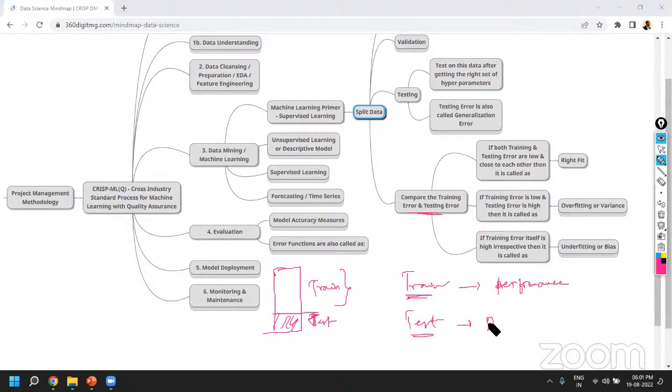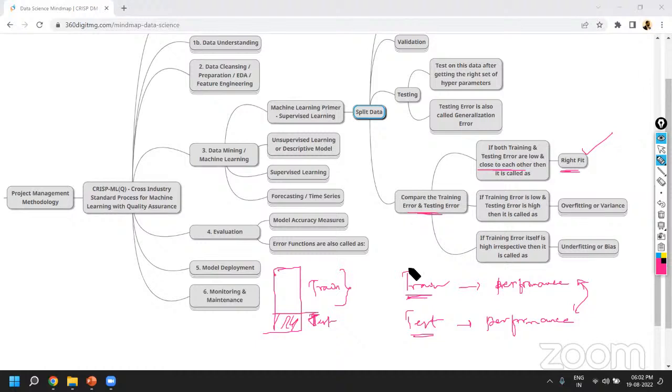And here also we will do the calculation, performance calculated. We compare these two. And if the performance is similar, if they are close to each other, then we call it a right fit. For the consistency, we call it a right fit.